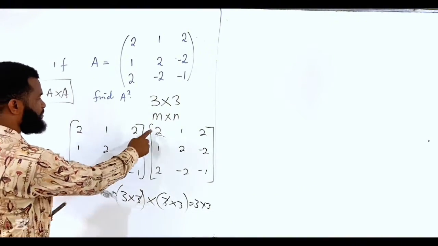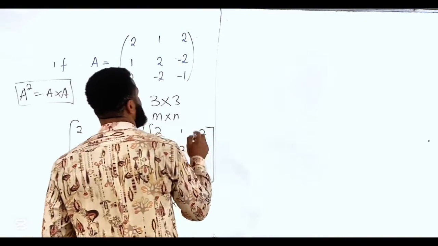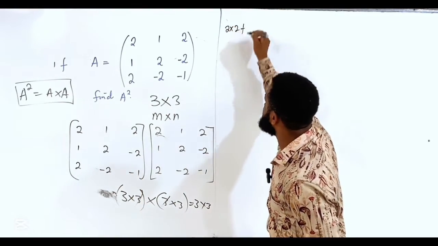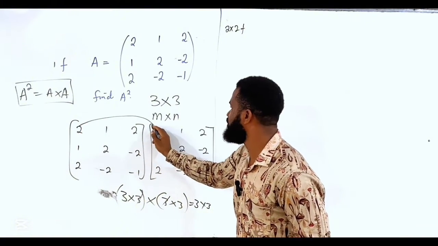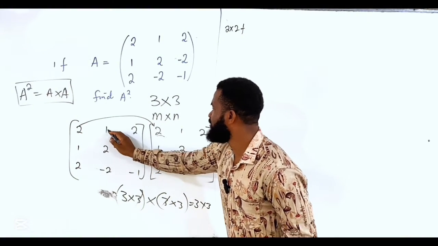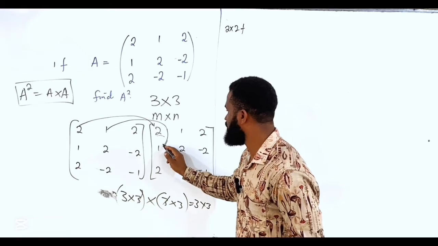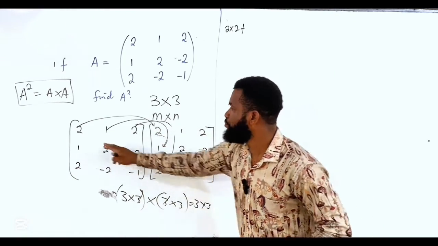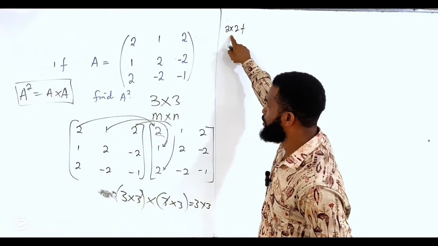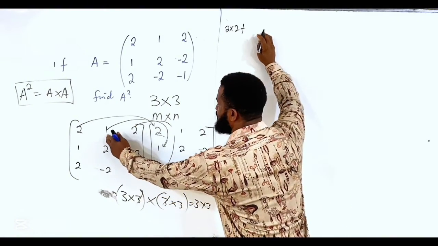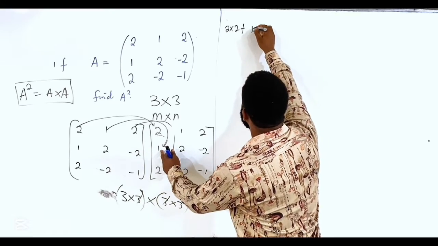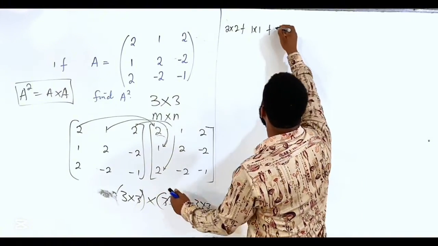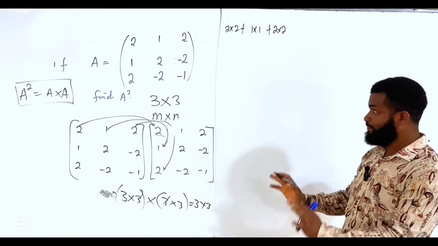So 2 times this 2. I will show you everything I'm doing. Plus this times this first one, then this times the second, and the third times the third. That is how we are going to keep going. So 2 times 2 is that, then plus 1 times 1, then plus 2 times 2. All right, this is the first.